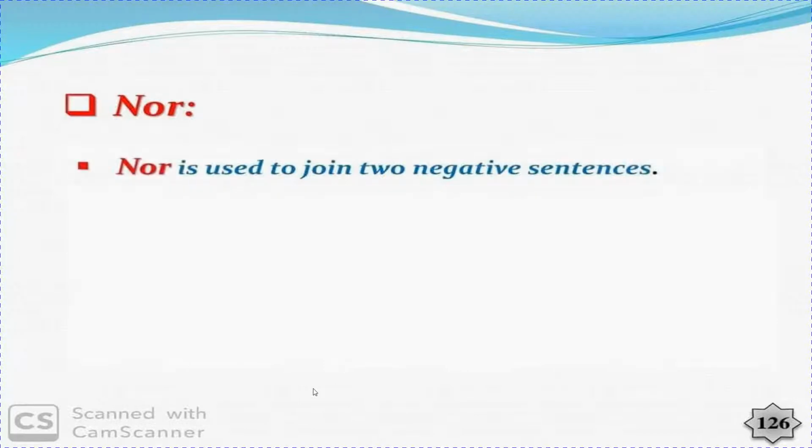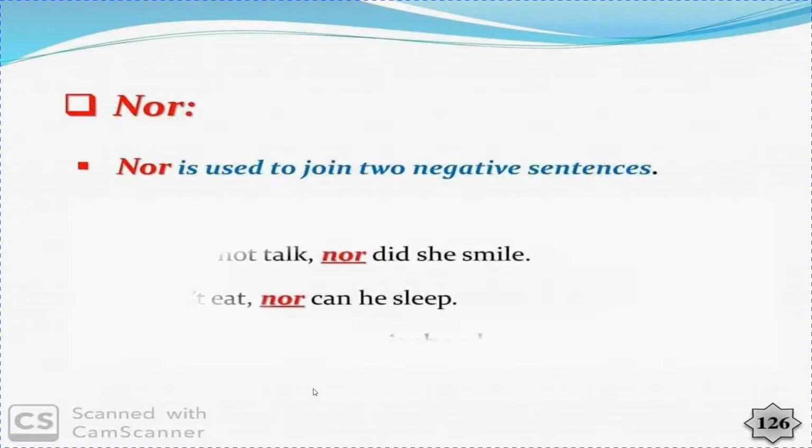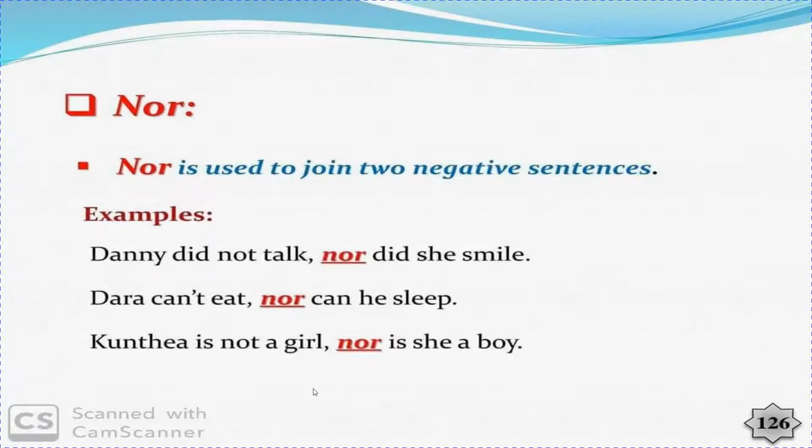Now the next is nor. Nor is used to join two negative sentences, as the word indicates negativity. So the examples are Danny did not talk, nor did she smile. Danny is a girl. Dara can't eat, nor can he sleep. Kunti is not a girl, nor is she a boy. So what we have seen here is that both are negative sentences. So to join negative sentences, we use nor.